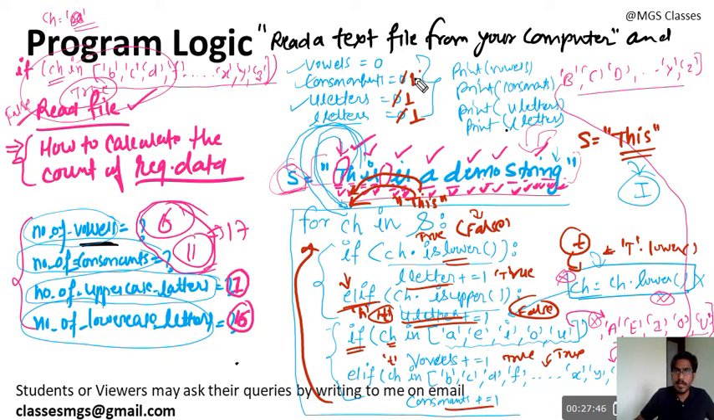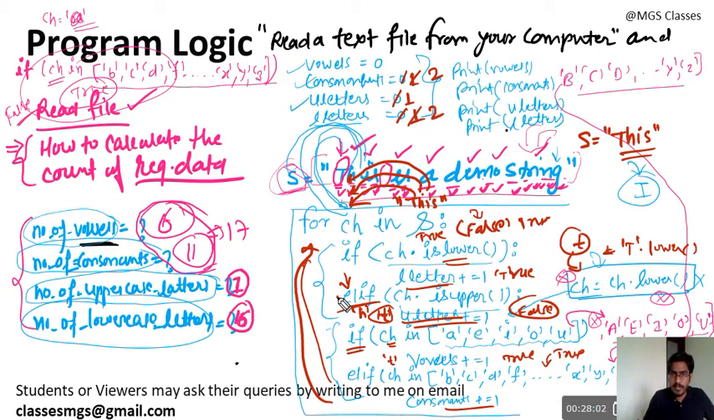so consonant is also having 1. Now next time it will become 2. Now there is nothing left, again this loop will continue. Small i will come in ch. Small i is lower? Yes, this is true, so l letters will become 1 plus 1, that is 2.